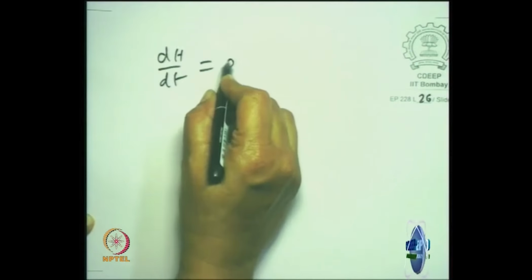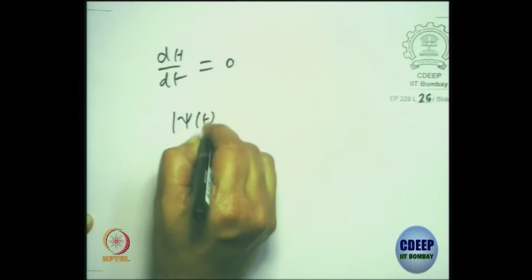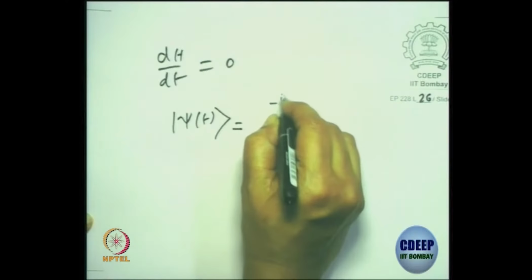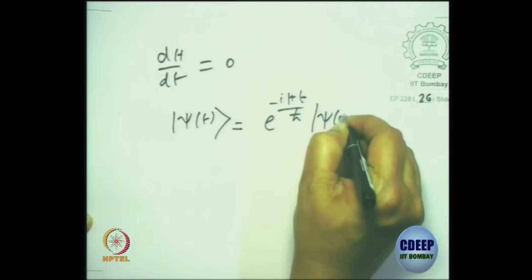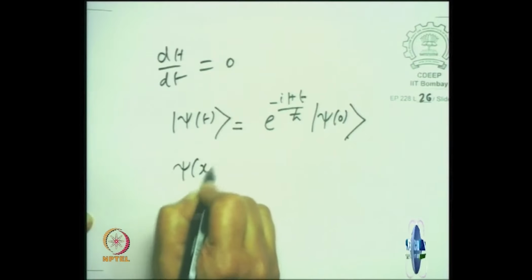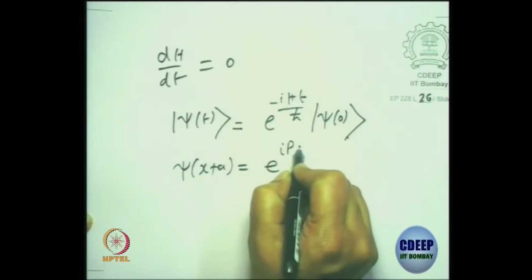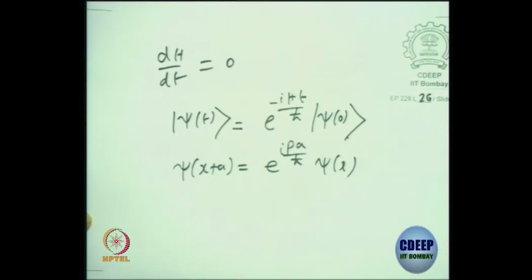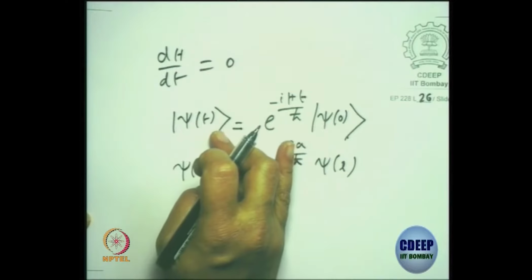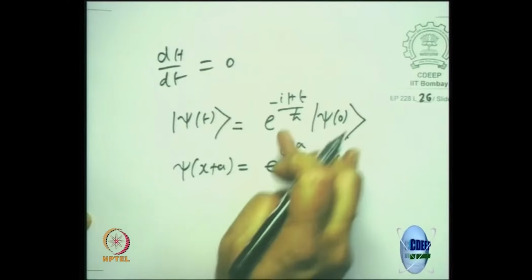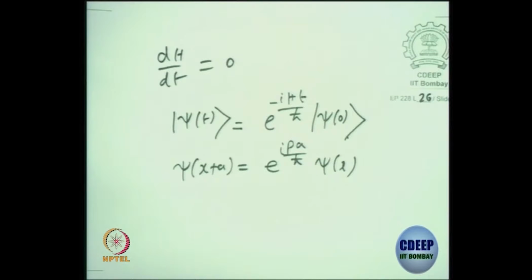So, for time independent systems which we are doing, you can argue that dH by dt is trivially 0, right? Equivalently, the function psi of t, we write this as e to the minus iHt over h cross on psi of 0. So, similar to what I was trying to say, psi of x plus a is e to the i p a by h cross on psi of x. If you see x is like the parameter t, then the operator which performs time translation is the Hamiltonian, and the Hamiltonian better be conserved. It's a very beautiful way of seeing it.